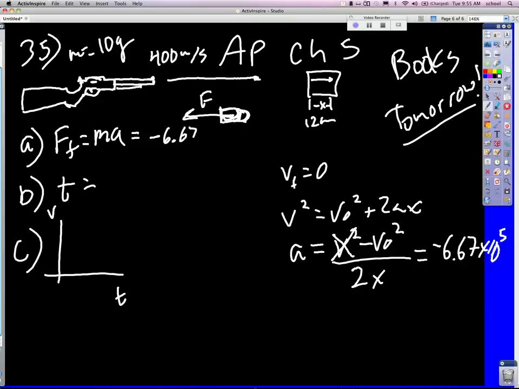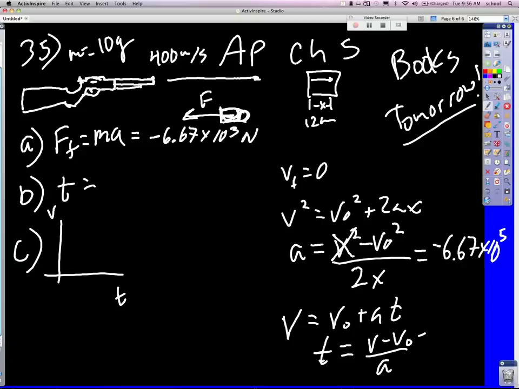Because you have to convert to kilograms, right? And then you know the time, right? The easiest way, I would think, is v equals v0 plus at. So t is equal to v minus v0 over a. Again, v being 0, so negative 400 divided by negative 6.67 times 10 to the 5th. That's 600 microseconds. So fast. There are 600 microseconds.